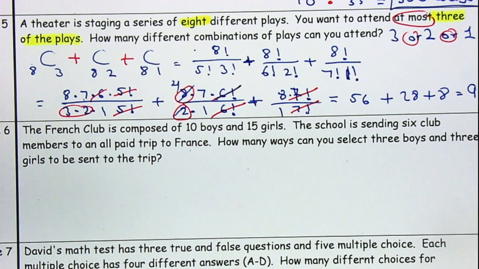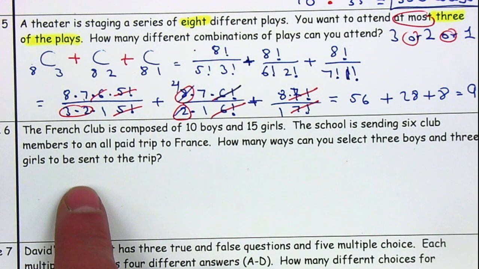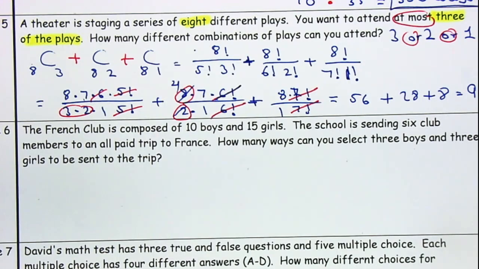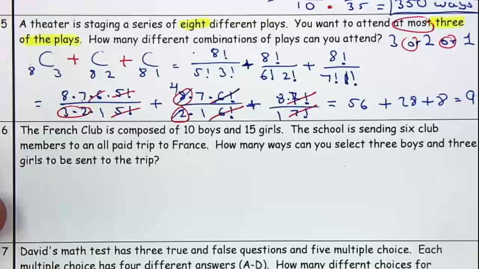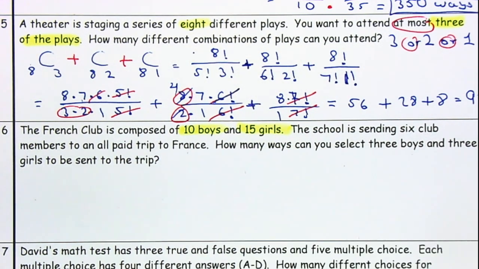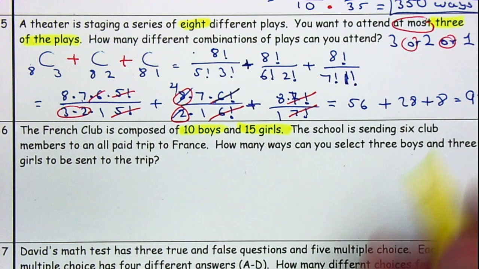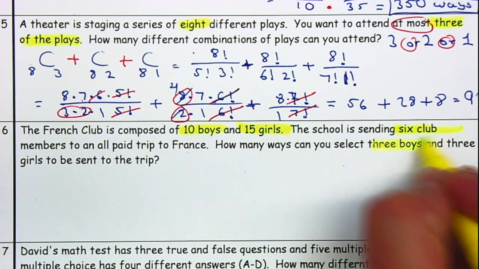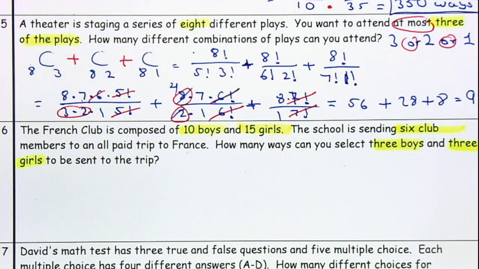Now, let's continue with example number 6. The French club is composed of 10 boys and 15 girls, so we have a total of 25. The school is sending 6 club members on an all-paid trip to France. How many different ways can you select 3 boys and 3 girls?